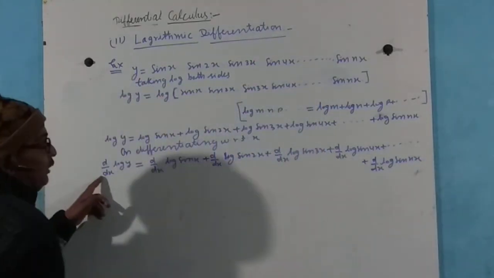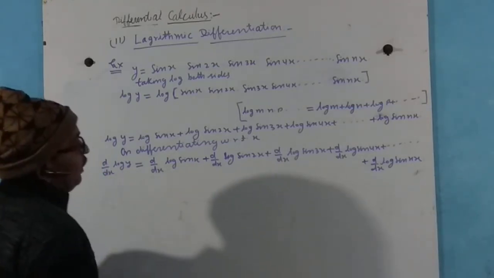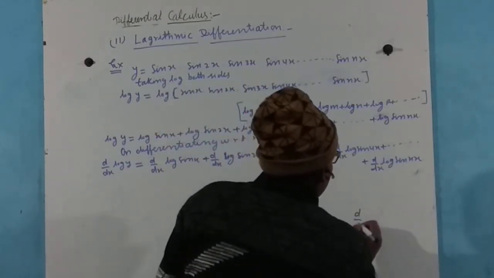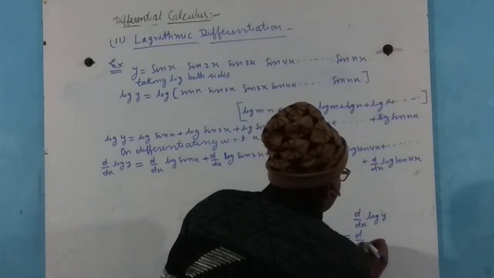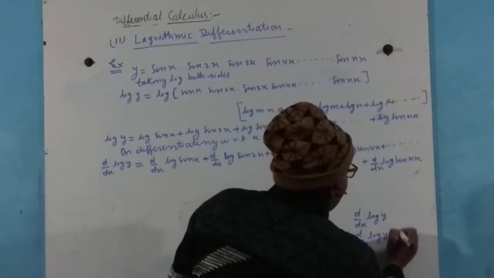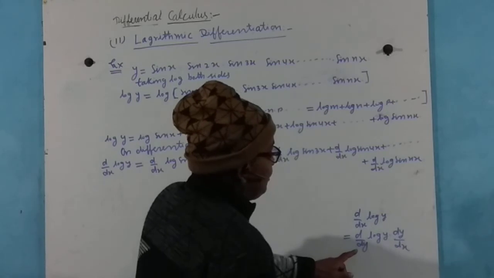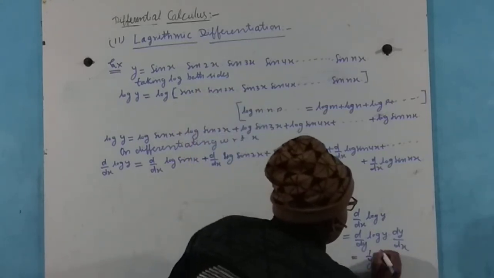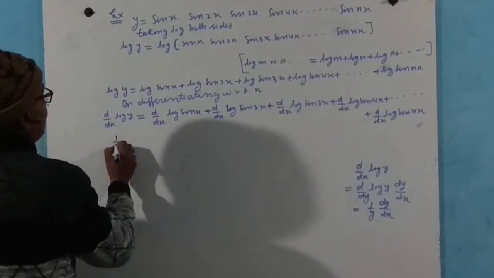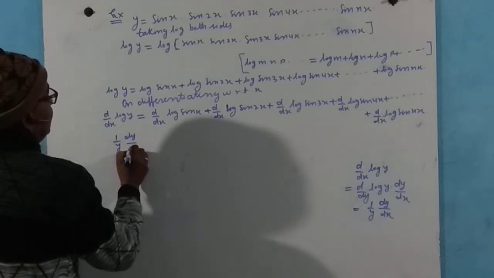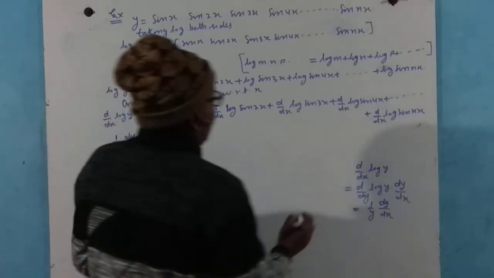Now this can be written as 1 by y, d by dx of log y. This can be written as d by dy of log y times dy by dx, and differentiation of log y with respect to y is equal to 1 by y. So this can be written as 1 by y dy by dx, and this can also be written as d by dx of log sin x.